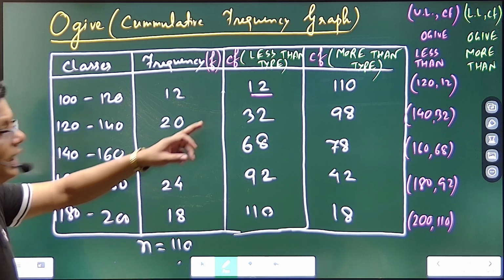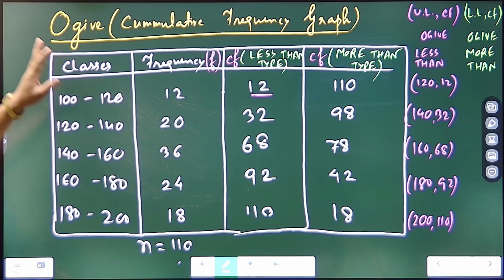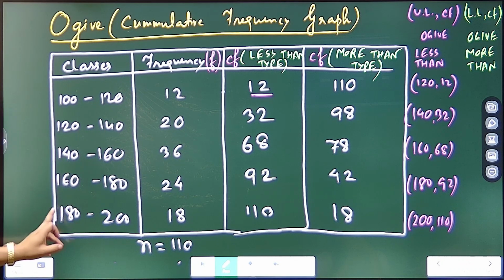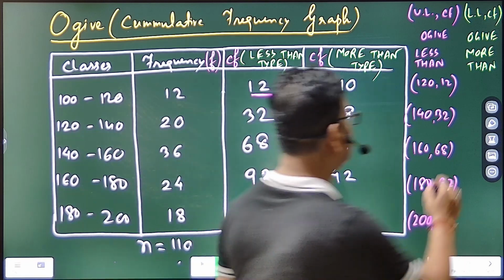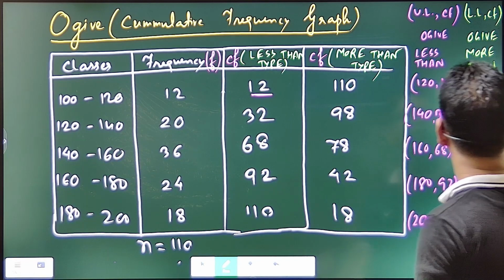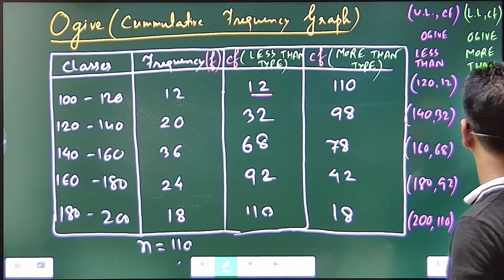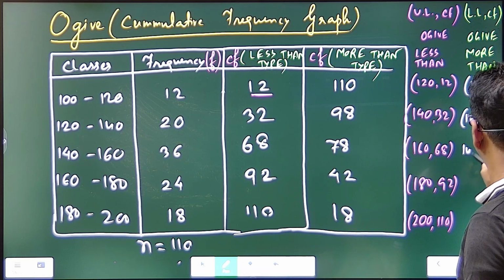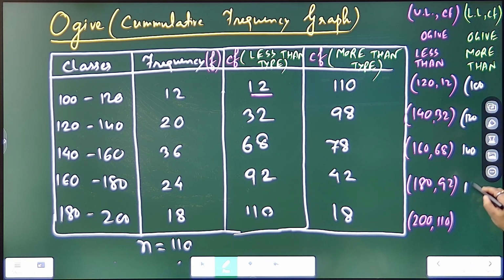Now we are going to take the lower limit. Which are the lower limits? 100, 120, 140, 160. So these points are to be taken here. So here 100, lower limit, no? So 100, here what will we take? 120, here 140, here 160, and here 180. So these points are to be taken.